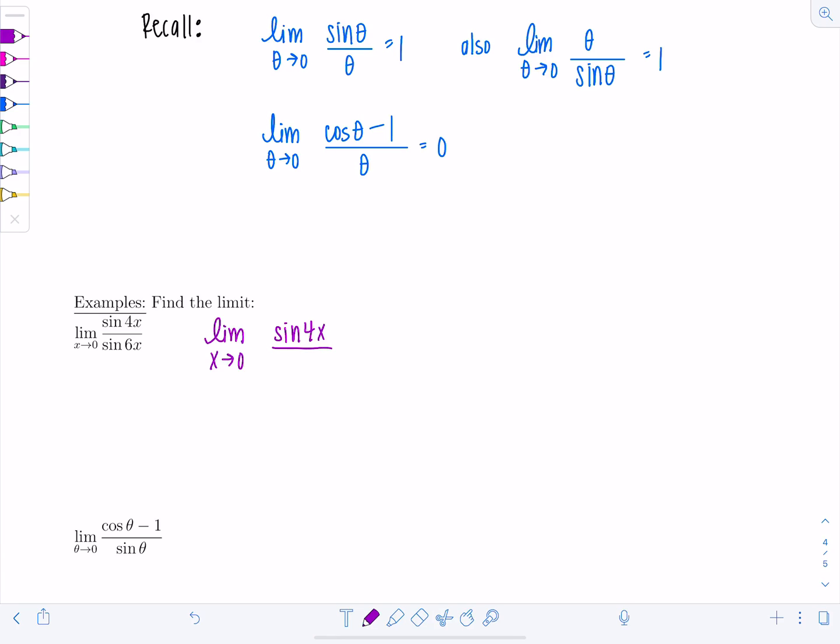And then instead of 6x in the bottom, I wish I could use this right here, right? So it would be so amazing if there was a 4x down here. Don't you agree? All right, well, I'm not going to sit around here feeling sorry for myself. I'm going to make it happen.